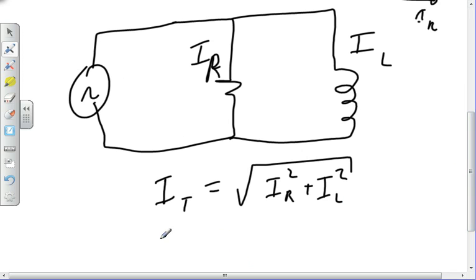Now, how about the voltage? The voltage across the resistor, the voltage across the inductor, and the voltage of the source all have to be the same. I don't have a choice there. All right, so we have some pictures.